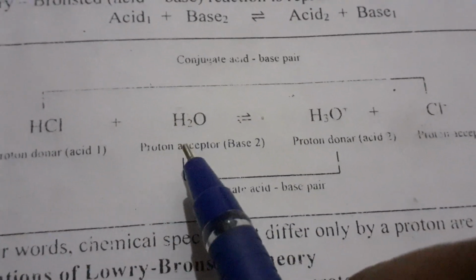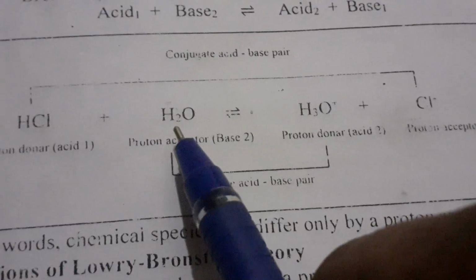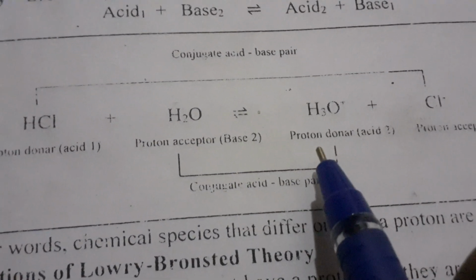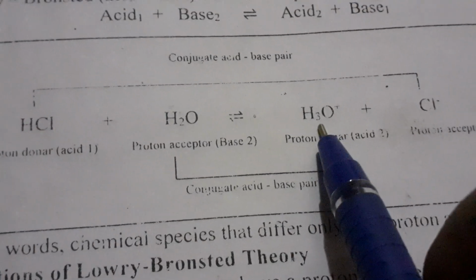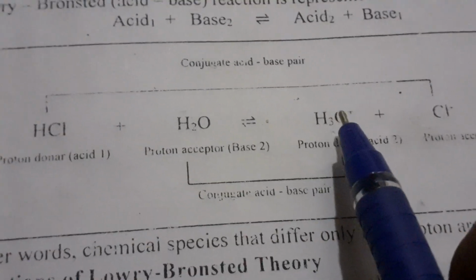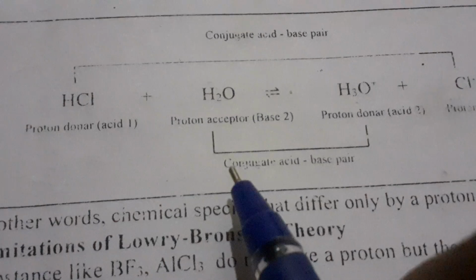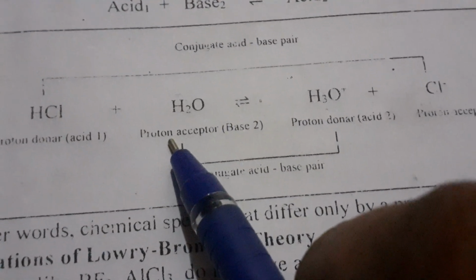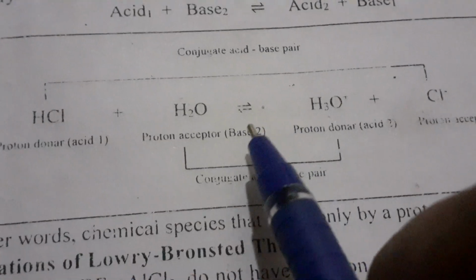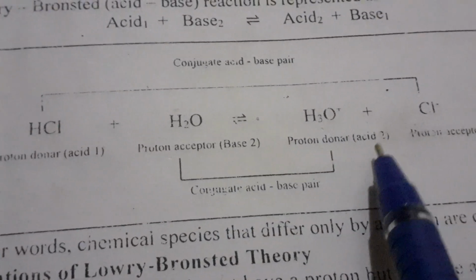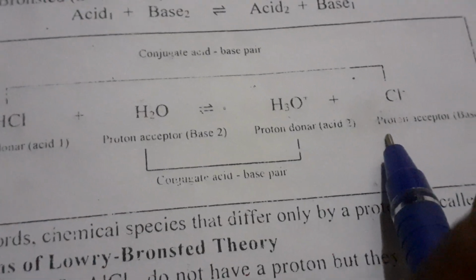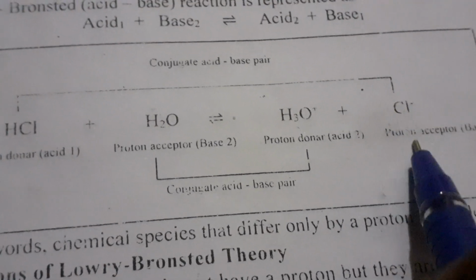அதே மாதிரி H2O is a base. It accepts H plus ion from acid and it becomes proton donor மாறுது. Hydronium ion becomes a proton donor. So it is a conjugate acid of base 2. Hydronium ion is a conjugate acid of base 2. So acid 2 ன்னு சொல்லலாம். Cl minus ion is a conjugate base of acid 1.